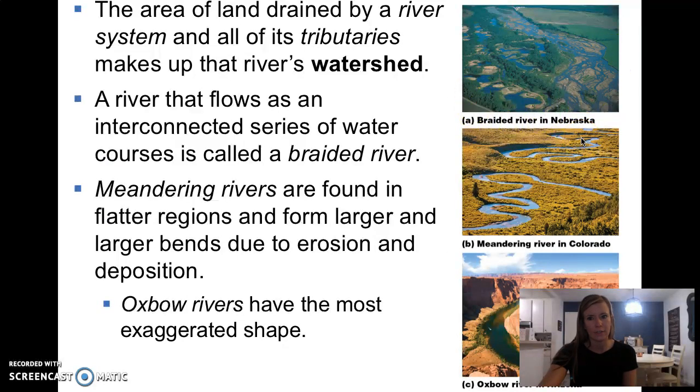Then we have a meandering river, which is found in flatter regions, and they start to form bends, and the bends get larger and larger because as it goes around the big curve, the outside gets more eroded and the inside gets deposition built up. So we get these really curving roads. You probably can't see this picture, but the most exaggerated shape is called an oxbow river, and it'll form almost like a horseshoe from a meandering river.